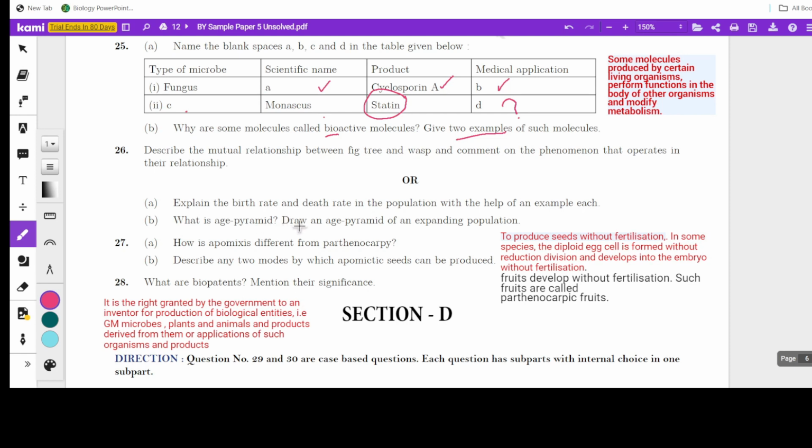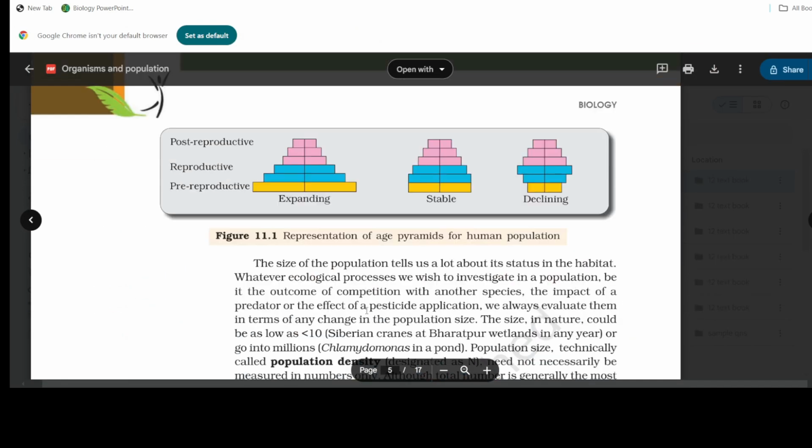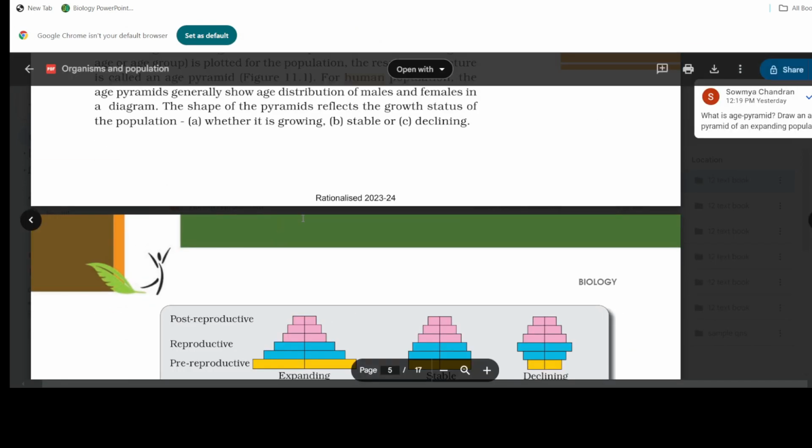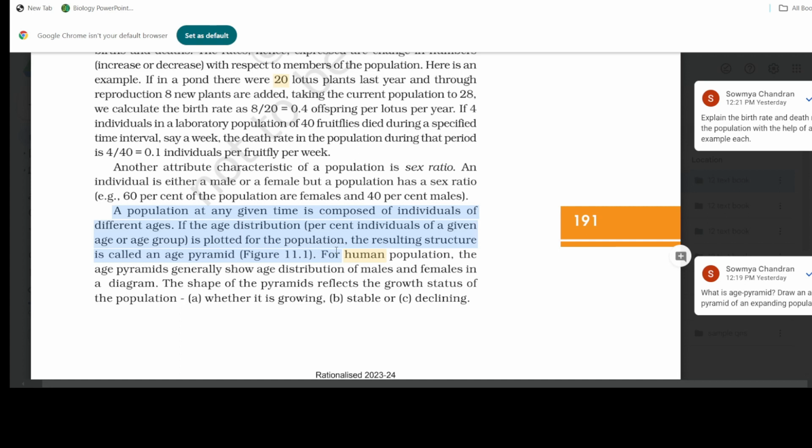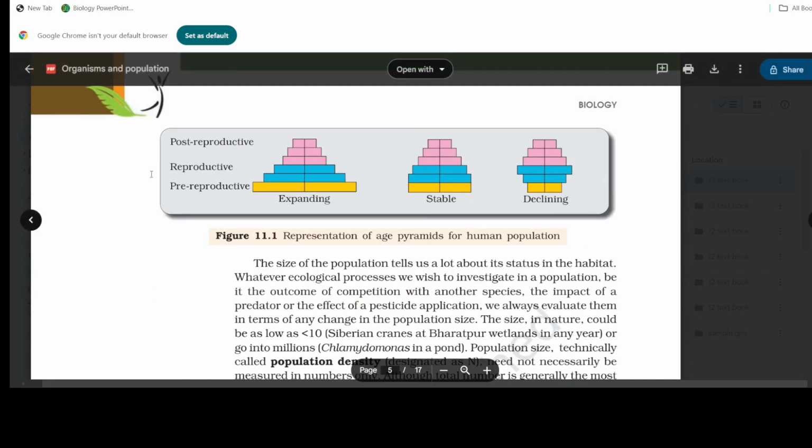What is an age pyramid? Draw an age pyramid of expanding population. I hope we have already discussed this, but again we'll check the same chapter. It's about age pyramid. You have to write what age pyramid is, and then age pyramid of an expanding population. So the age pyramid definition is given here. A population at any given time is composed of individuals of different ages. If the age distribution is plotted, then we call it as age pyramid. So here we have the pyramid expanding age growth. Okay, this one, the first one.